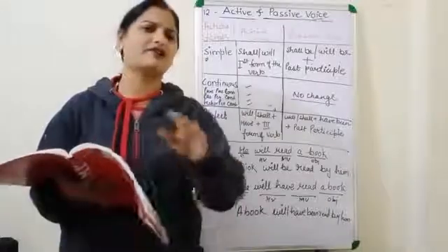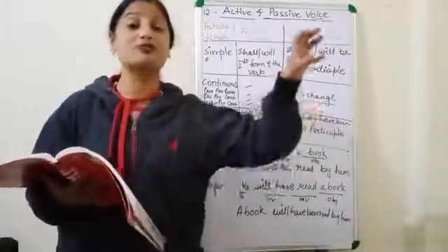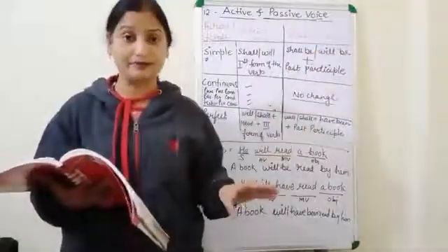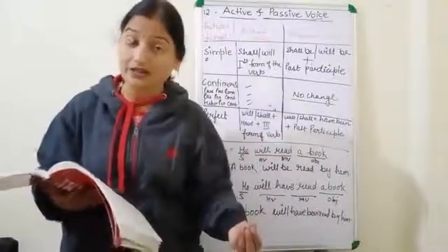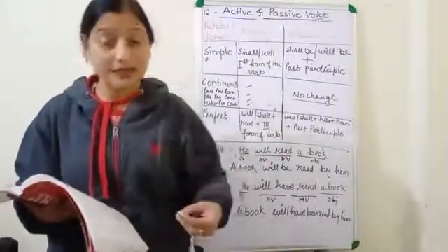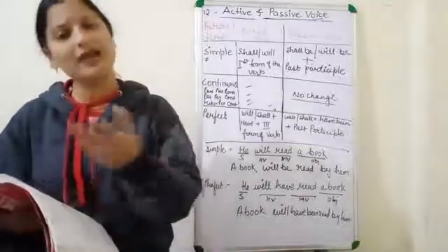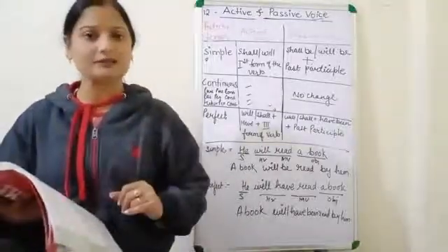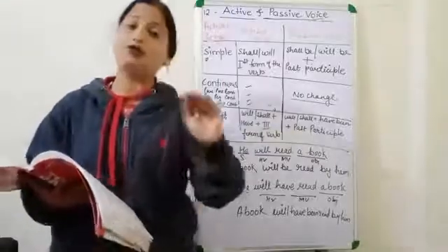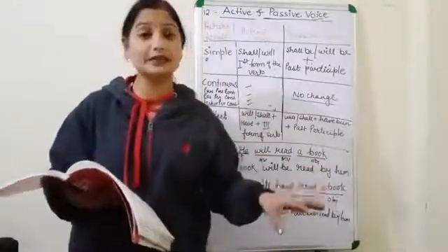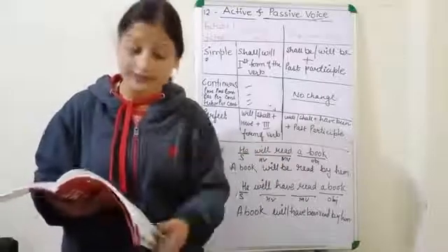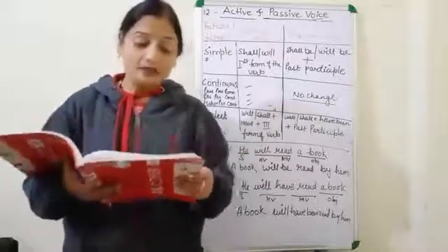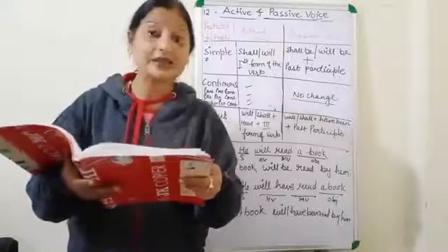Once again children, everything is the same. Only we have to use that let in the beginning. Then everything will be the same. That is, the object will come first. Then we'll use be plus third form of the verb, and then the conversion of the subject. So everything is the same. Only we have to use the let in the beginning, because the sentence started with sell. So the sentence begins with let.